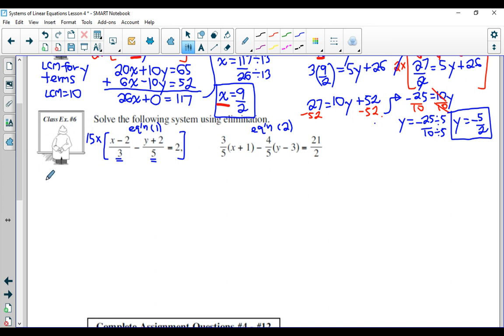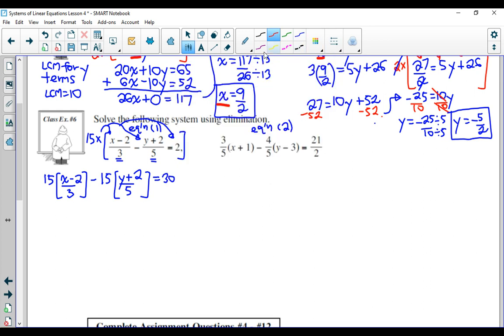So I'm going to write it out as 15 multiplied by x minus 2 over 3 minus, so again, this 15 has to go here. It has to go there. It has to go over here. So then 15, and then y plus 2 over 5 is equal to, and 15 times 2 would be 30.